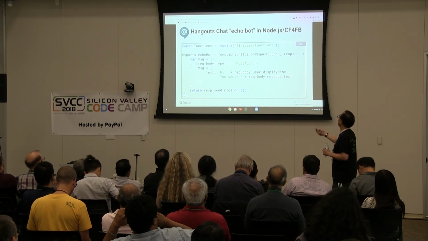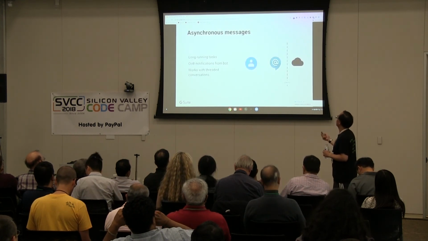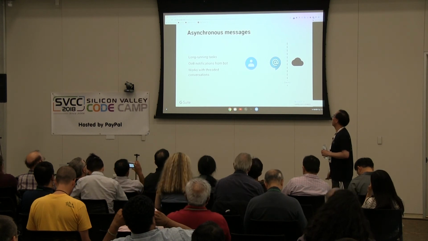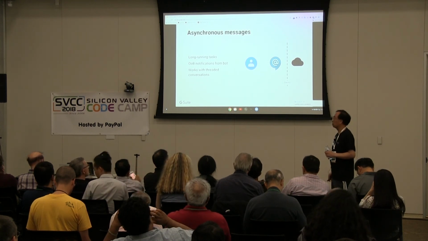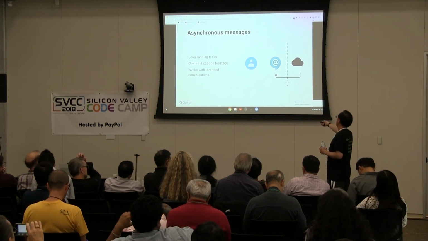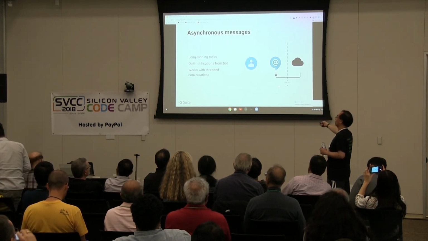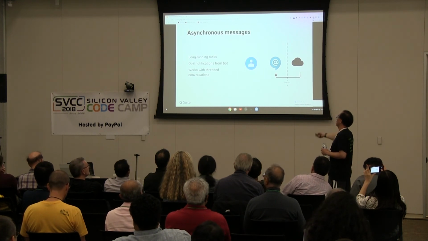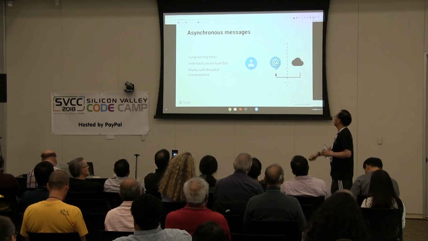But that's the equivalent code, EchoBot. And then you can also do asynchronous messages, like, what if you want the bot to send you a message when your server goes down? Okay, that's not related to a request. And in this case, you actually have to talk to the REST API. All right, you have to go through OAuth because your bot is initiating the message to Hangouts Chat. You're talking to Google, so you need to have OAuth.